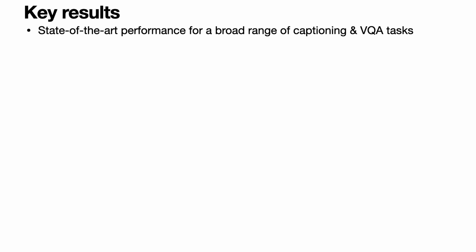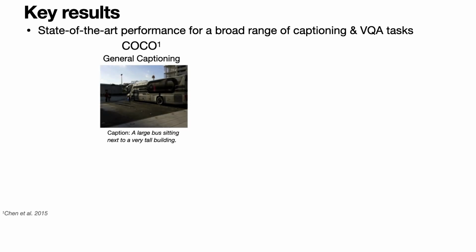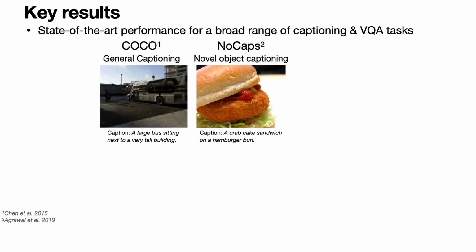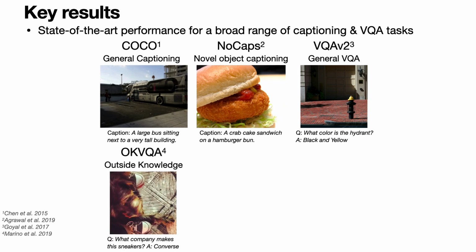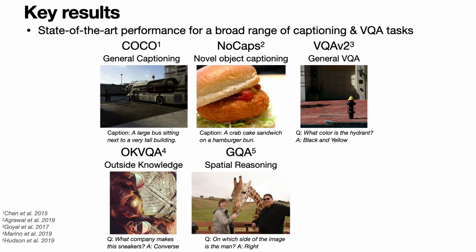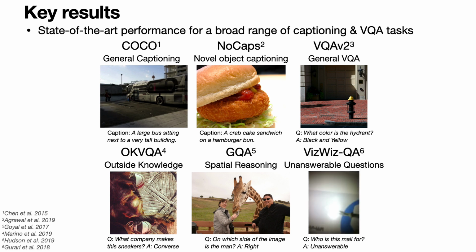This includes COCO captioning, NoCaps novel object captioning, VQA-V2 general visual question answering, OKVQA, which requires external world knowledge to answer the questions, GQA that measures spatial reasoning capabilities, and VizWizQA that has questions from people who are blind. As summarized, all these benchmarks evaluate different aspects of VLMs, which is important to understand their strengths and weaknesses.